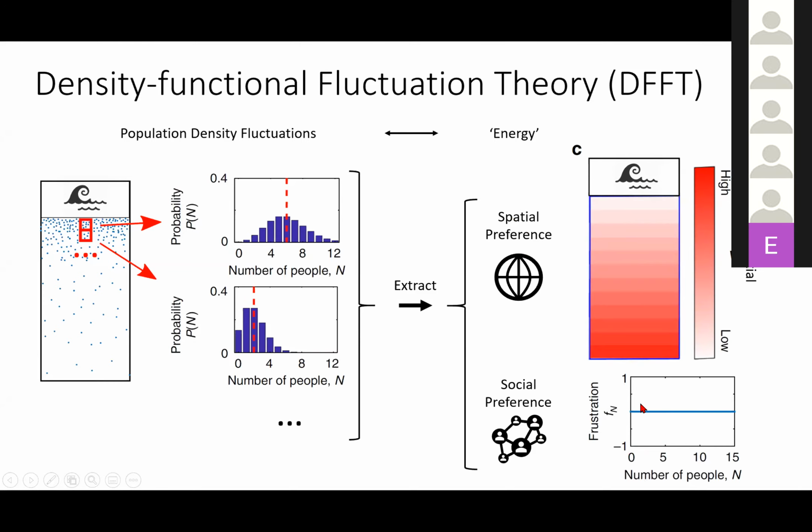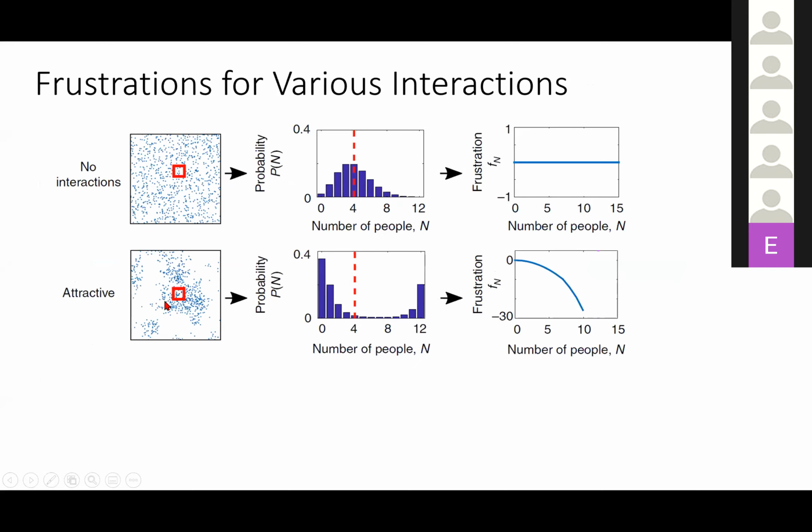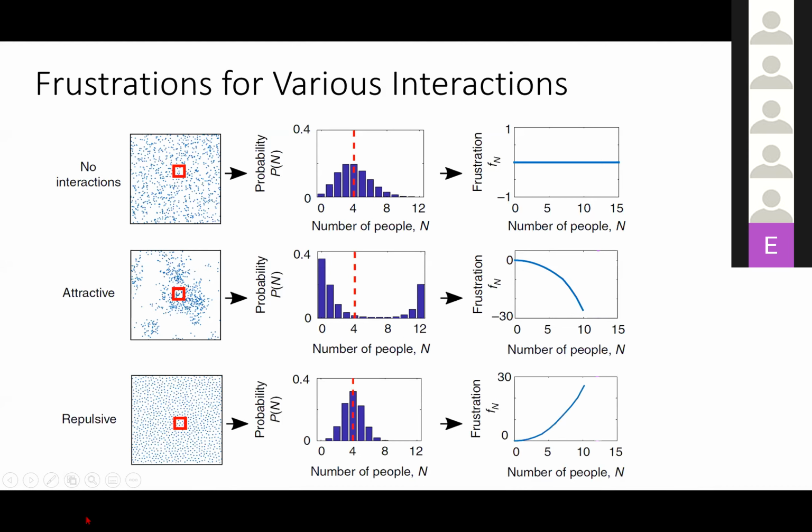To better explain what this function does, here are some examples. When there's no interaction, we get a Poisson distribution, and the frustration we extract is constant, and doesn't depend on the number of people, as we expected. When we have attractive interaction, we have a bimodal distribution, which gives a frustration that curves down. It tells us that people prefer blocks that are filled. When we have repulsive interaction, we get a narrowly peaked distribution, and the frustration curves up. This tells us that people prefer blocks that are empty.